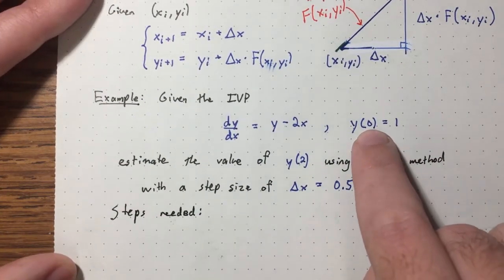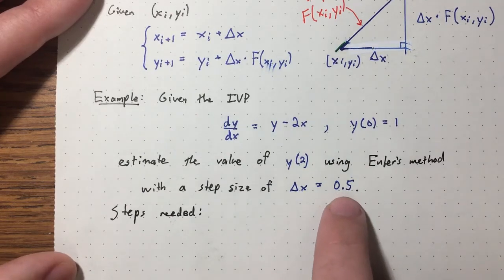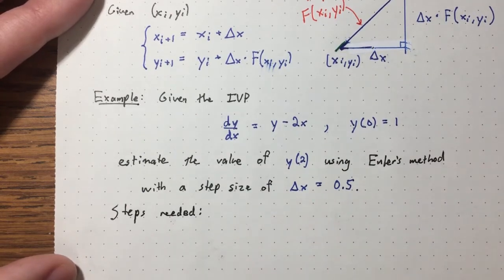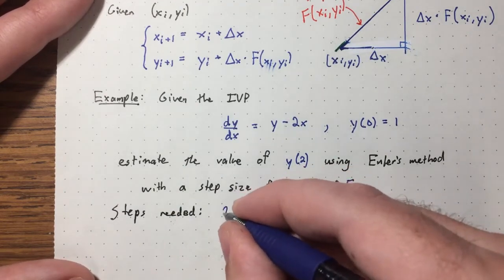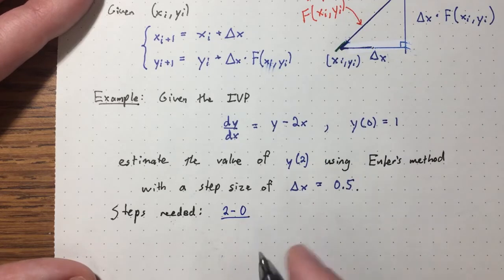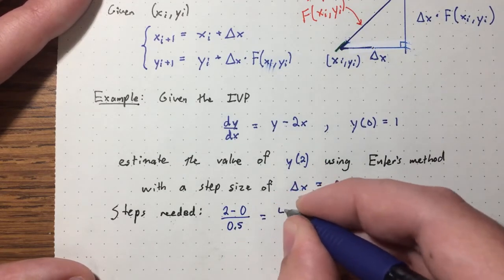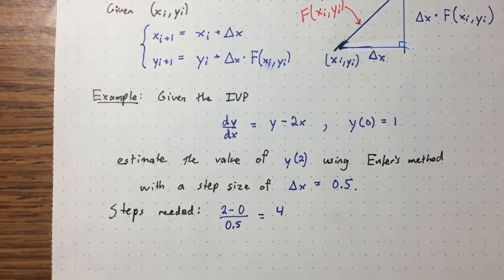Well, look at our x coordinate. It's going from 0 to 2, and we're just going in steps of 0.5. So how many steps are we going to need? Well, it'll be 2 minus 0, that's the length of the horizontal interval that we're going along, divided by the step size, which is 4. So we're going to need to do 4 steps. Okay, so let's see how that works.